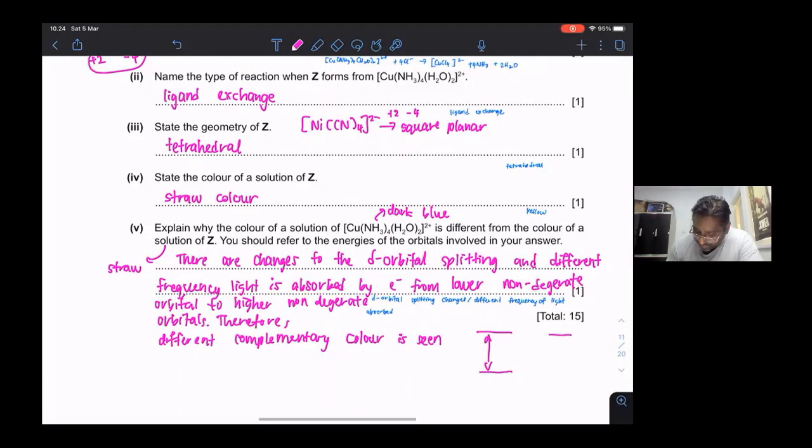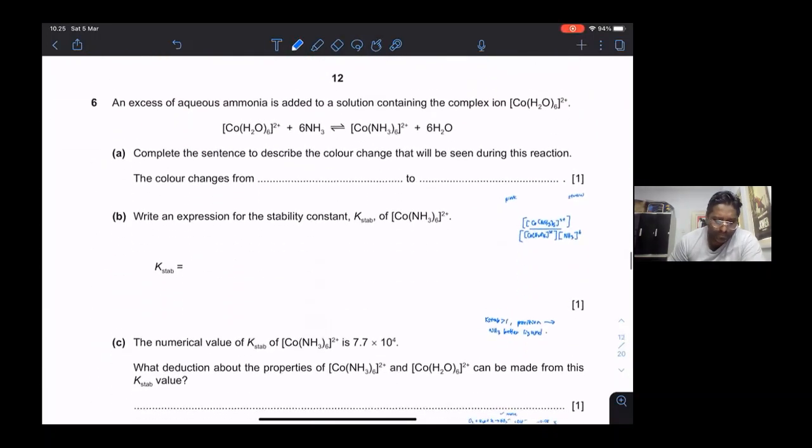The gap between the d orbitals maybe is like this, but now the splitting is different, so the energy being absorbed is going to be different, delta E, different energy. Because if it is a different energy, you are going to have a different complementary color of light missing. So next, question number 6.